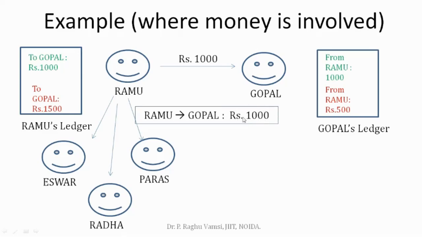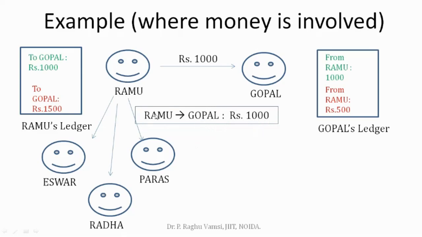Clear? So in order to verify this, first of all, Ishwar, Paras, Radha, these three witnesses should already have the details of Ramu, how much amount he is already having, and the identity of Ramu and the identity of Gopal. Then only they can witness. If they have the information, they can easily verify whether Ramu's identity is correct or not, and Gopal's identity is also correct or not, and whether he is actually holding the amount he is transferring.